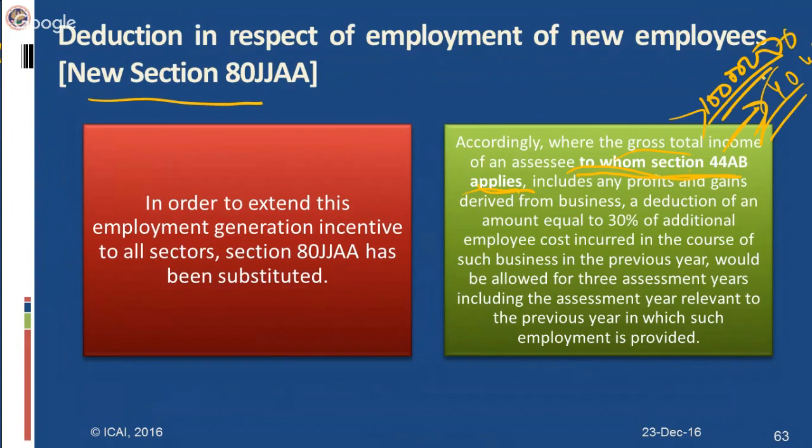His gross total income should include profits and gains derived from business. Then a deduction of an amount equal to 30% of additional employee costs incurred in the course of such business in the previous year would be allowed as deduction for 3 assessment years, including the assessment year relevant to the previous year in which such employment is provided.